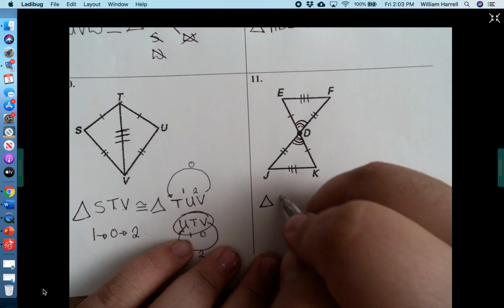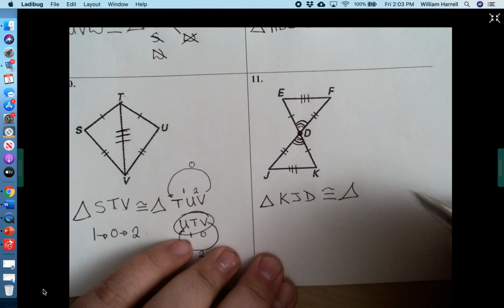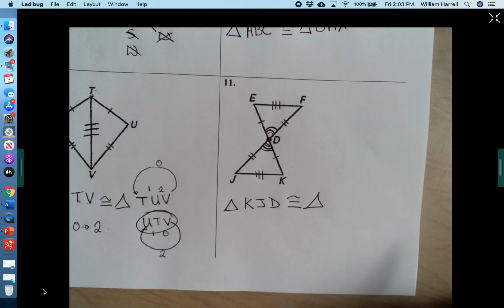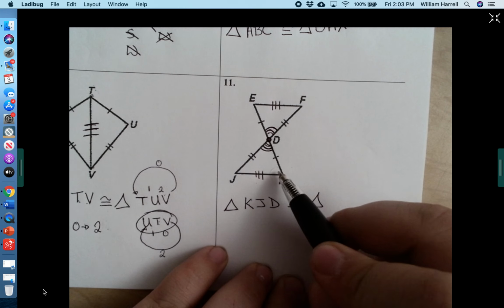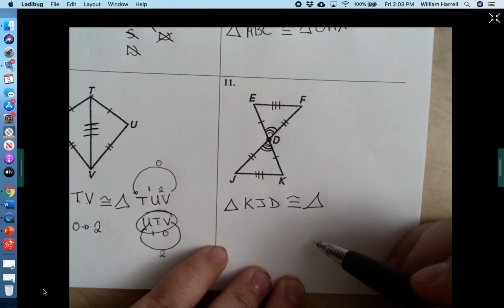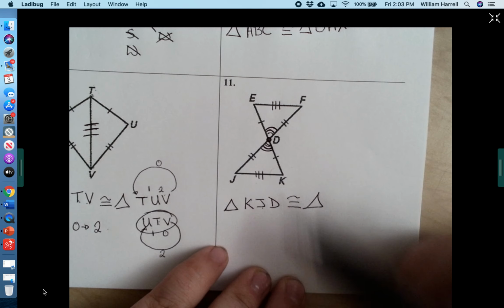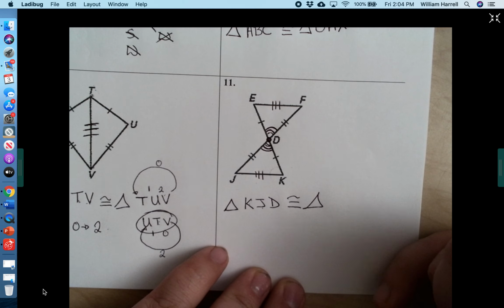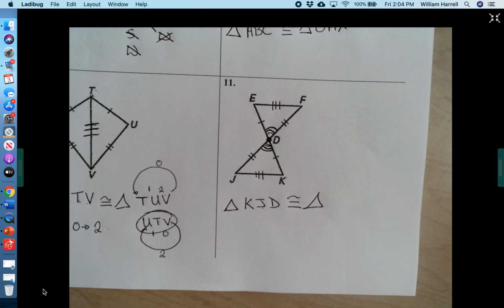I'm going to say triangle KJD is congruent to triangle what? Again, K. Do I know anything about its angle? I don't. So I have no markings on my angle. J, I have no markings. D, I have my markings. So I need to finish at D. Over here is also the only angle that I have markings at. So because I don't have any markings on angles, I go back and use my markings on my sides.